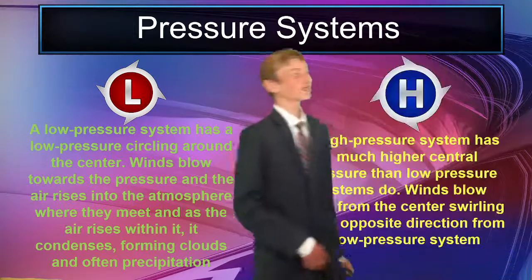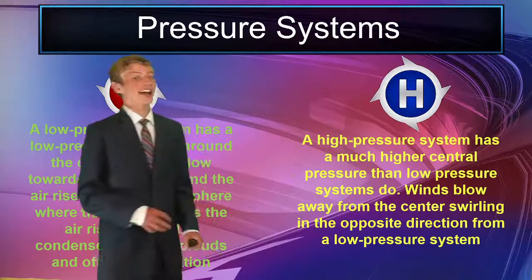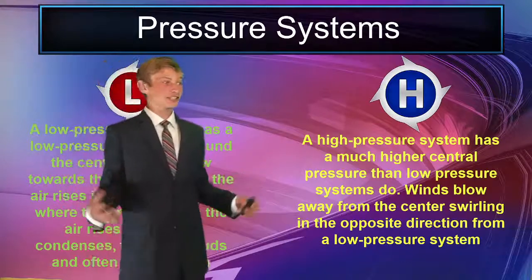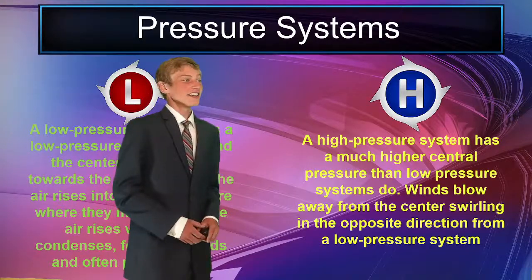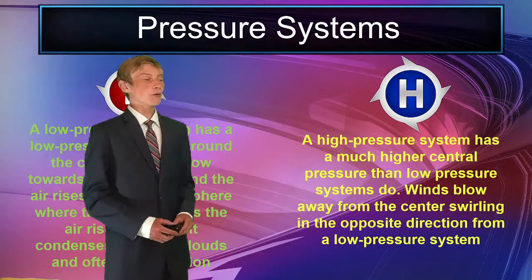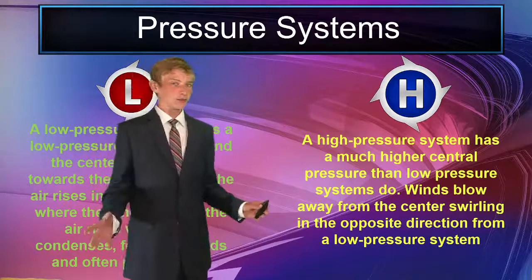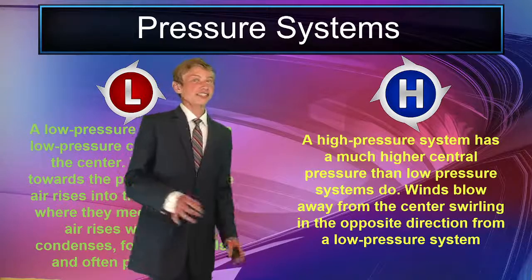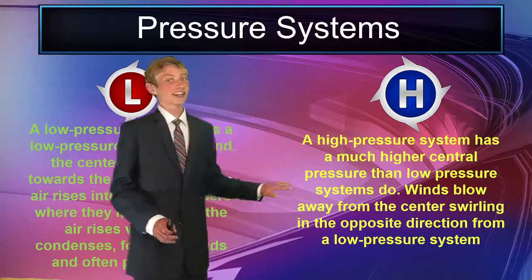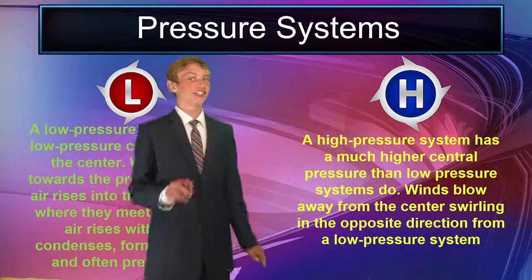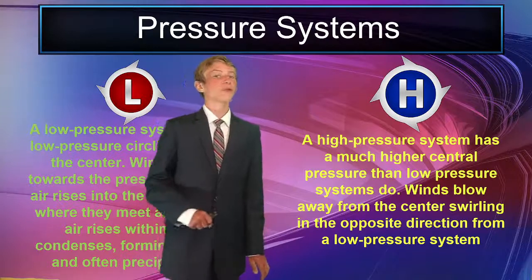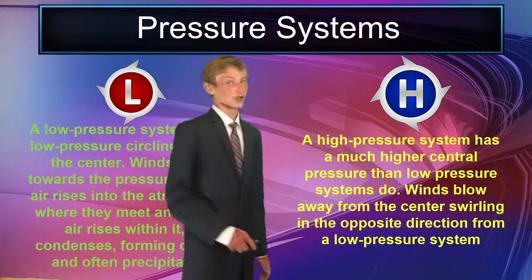Our second one is a high pressure system, and a high pressure system has a much higher central pressure than low pressure systems do, with winds blowing away from the center of circulation, in the opposite direction from a low pressure system. So usually, as I said in my video earlier today, that area of high pressure was rotating clockwise. Areas of low pressure rotate counterclockwise.